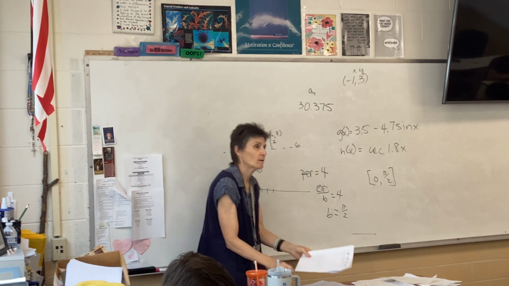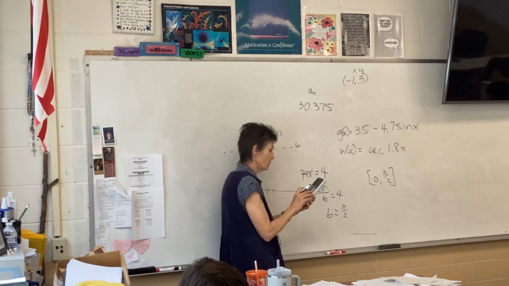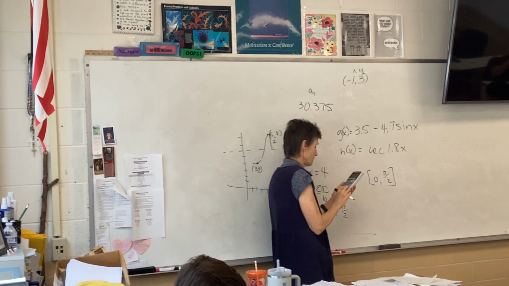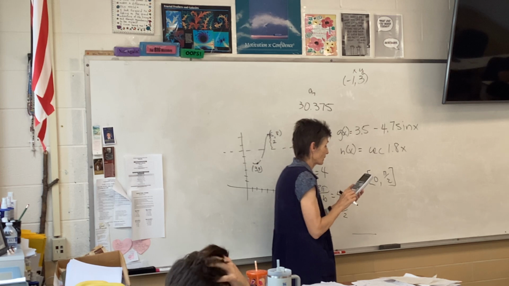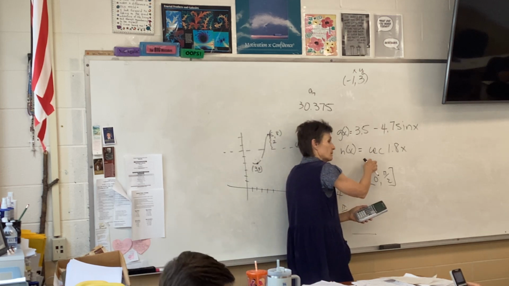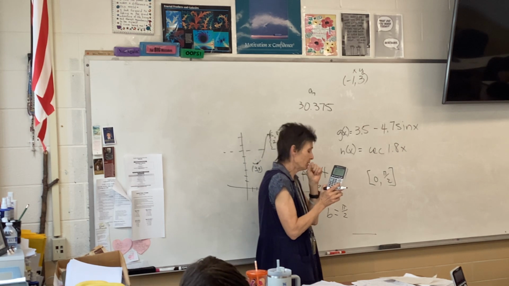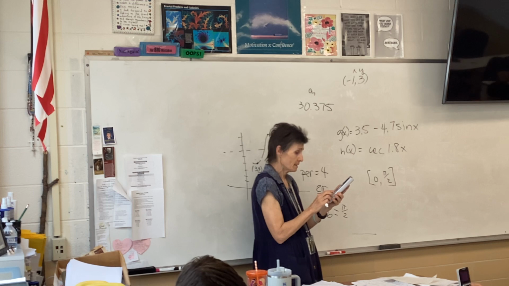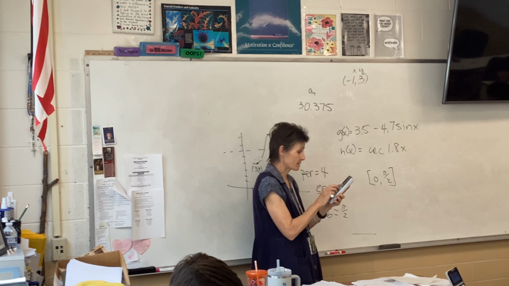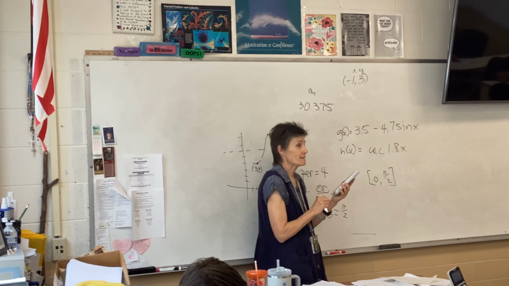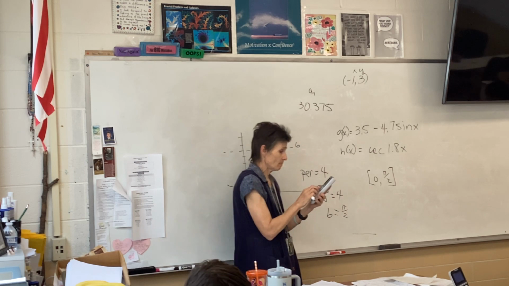How do I put those 2 equations in? I know how to put that one in. How do I put this in on my calculator? I don't have a cosecant button. Literally, 1 divided by sine 1.8x. 1 divided by sine is the cosecant. Alright, and my window is 0 to pi over 2.